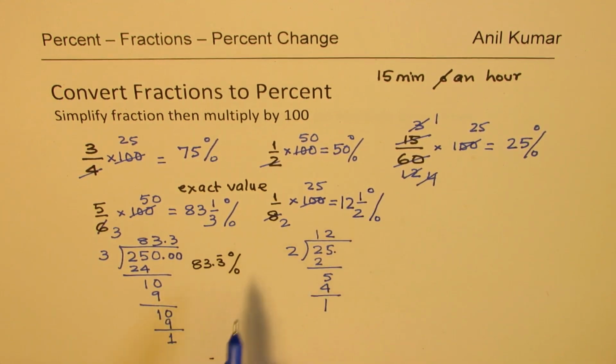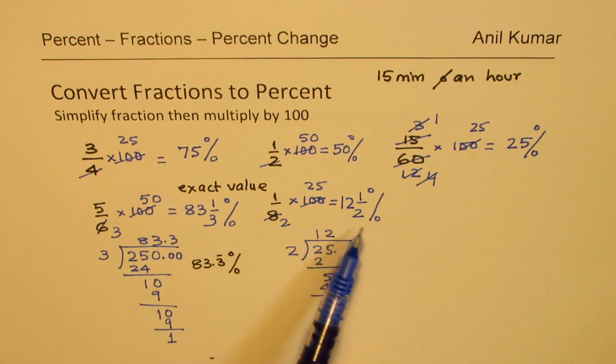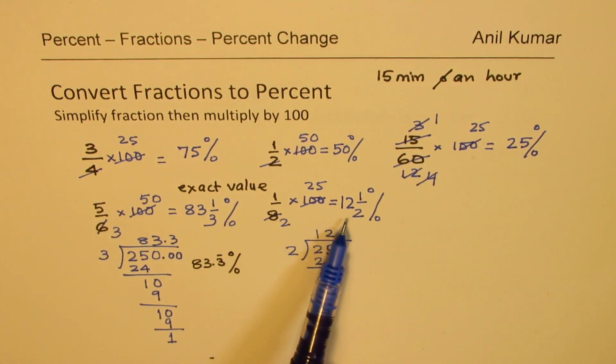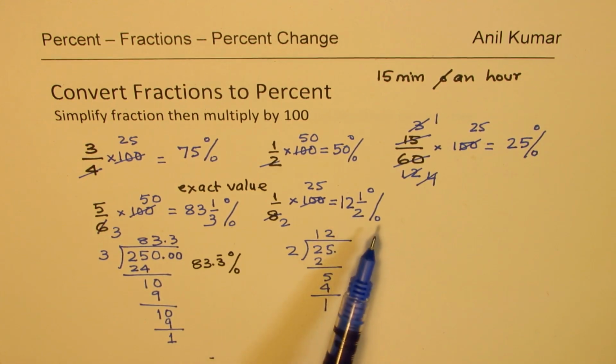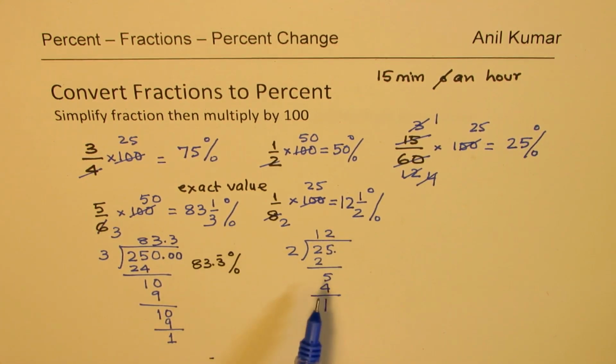You get an idea. So we could write a fraction as a percent in the form of a mixed number also. Perfect. That is the exact value. You get an idea, right? So in this particular case, you could have also written this as 12.5%. However, both ways should be known to you. That's the whole idea. Got it?